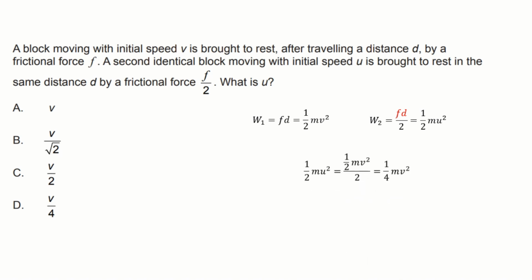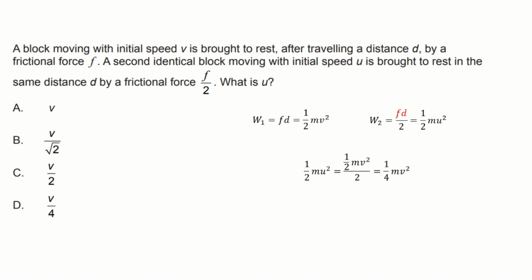Hopefully you can see that if I compare equations 1 and 2, I find that the amount of work done, Fd, on the first block is double the amount of work done on the second block. Or, in other words, the amount of work done on the second block is half that done on the first block. So that means that half mu squared, the change in kinetic energy in the second block, is equal to half of the work done on the first block. And so therefore, a half mu squared is equal to a half of half mv squared.